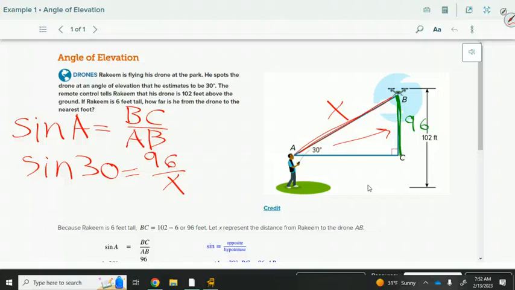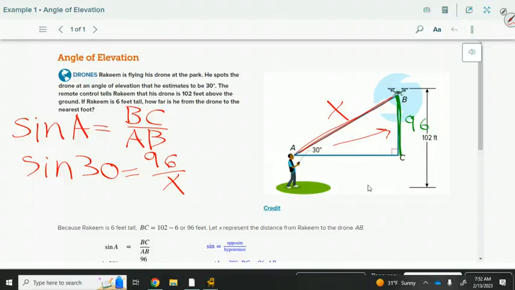Any questions about how we got there, why we chose that ratio, or anything like that? Feel good about it? Okay. Now this is where algebra comes in, because now we have to solve for that x. Last week there were a lot of examples where we had the number on the bottom, so all we do is bring over that number and plug everything into the calculator to solve for that top portion.